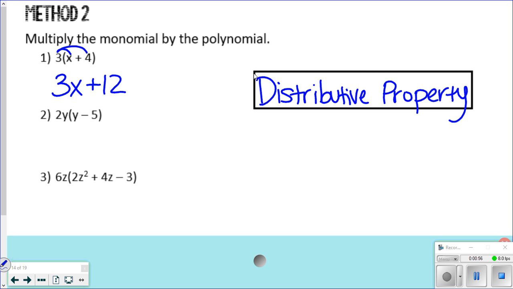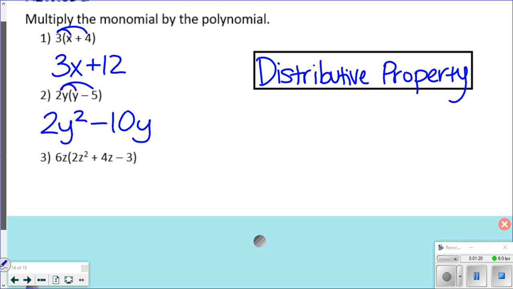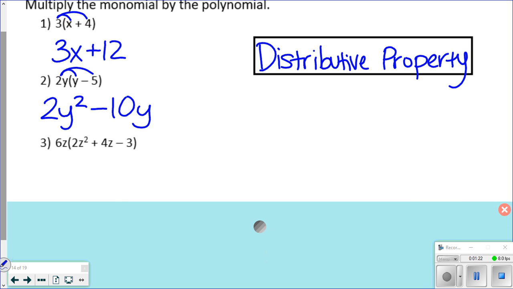For question 2, I have a 2y out in front, and I'm going to multiply that to each term in the parentheses. So 2y times y is 2y squared. 2y times negative 5 is negative 10y. We don't have any like terms here to combine, so that would be our final answer.